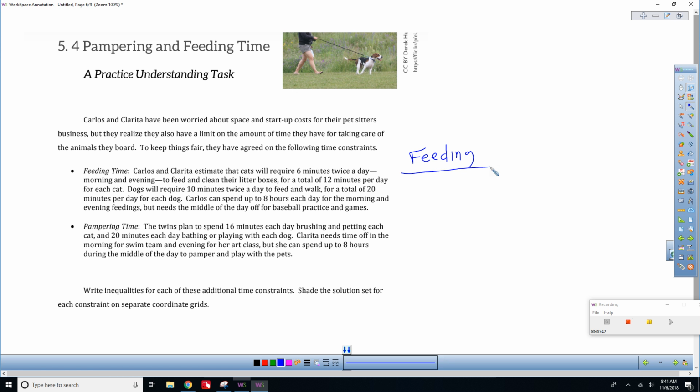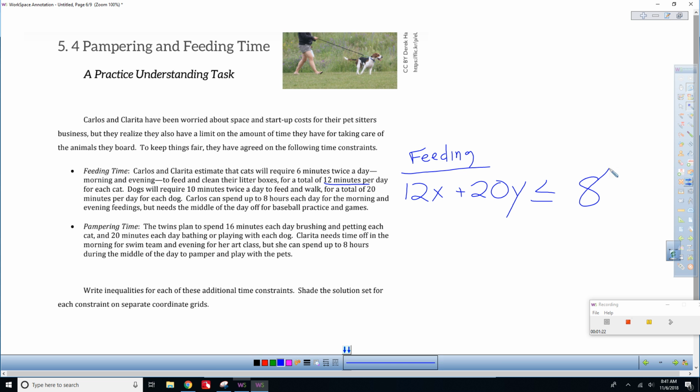The cats will require 6 minutes twice a day to feed and clean their little box. That's 12 minutes per cat. So that's going to be 12x. Okay? The dogs require 10 minutes twice a day. You got to feed them and you got to walk them. So that's 20 minutes per dog. And let's see. Carlos can spend no more than 8 hours a day in the morning and the afternoon feeding and pampering these.